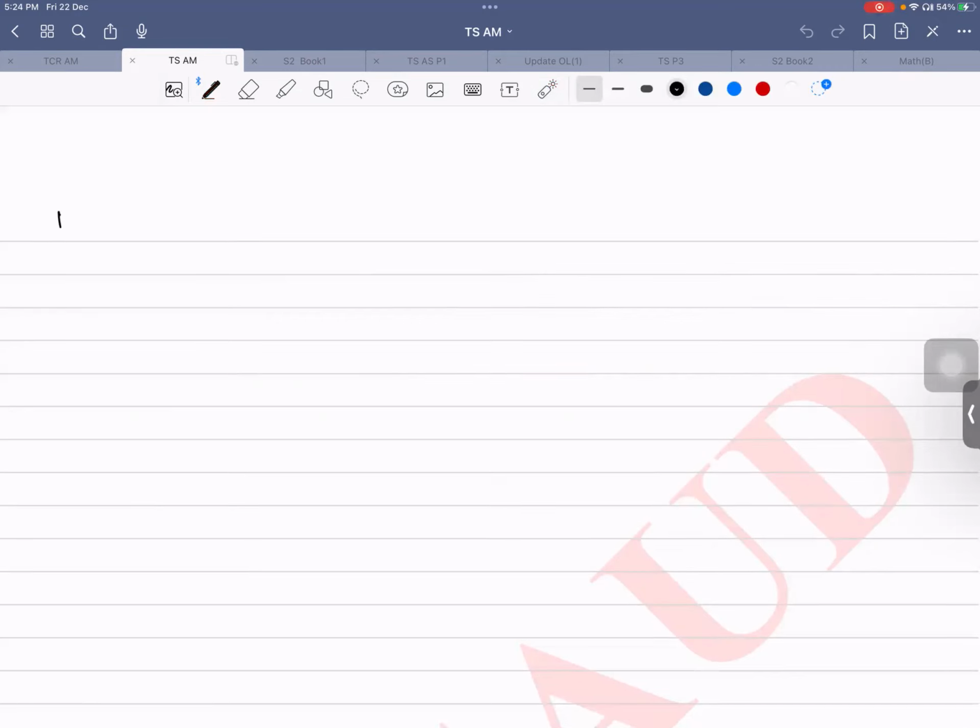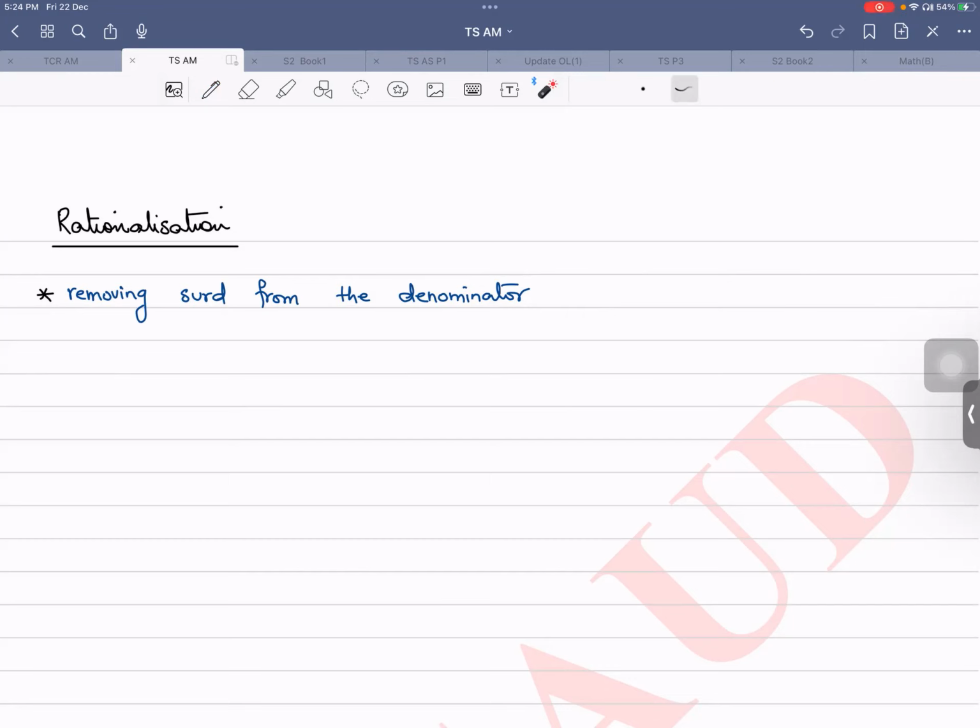What is the meaning of rationalization? Rationalization is basically removing surd from the denominator. Rationalization is removing surd from the denominator. But why do we have to remove the surd or the square root from the denominator? क्यों हटा दें, क्यों हटाना पड़ता है?